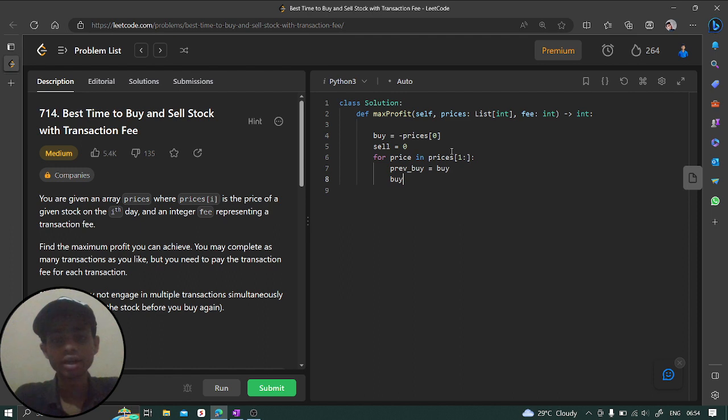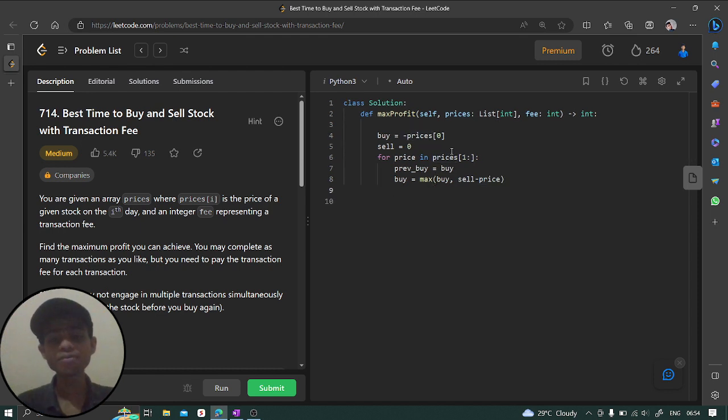Now we are going to say buy is going to be the maximum of buy only, and sell minus price. So check whether, if we buy on this particular day, it is going to increase our buy variable or not. If it is going to increase it, that means we are going to get more profit, so fine. But if it is going to decrease it, then we are not going to take it.